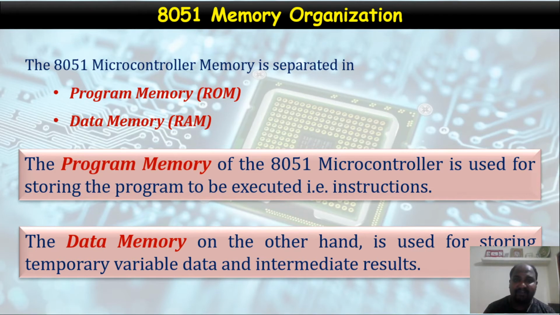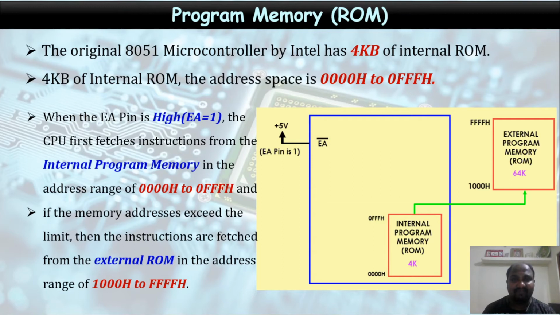So coming to the 8051 memory organization, the 8051 microcontroller memory is separated into two: program memory, that is ROM, and data memory, RAM. The program memory of the 8051 microcontroller is used for storing the program to be executed, that is instructions. The data memory, on the other hand, is used for storing temporary variable data and intermediate results. So coming to program memory, ROM.